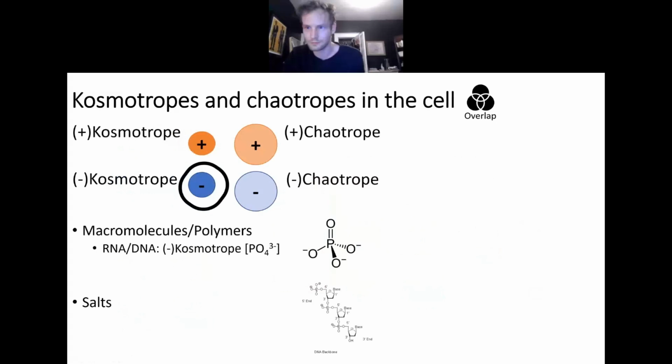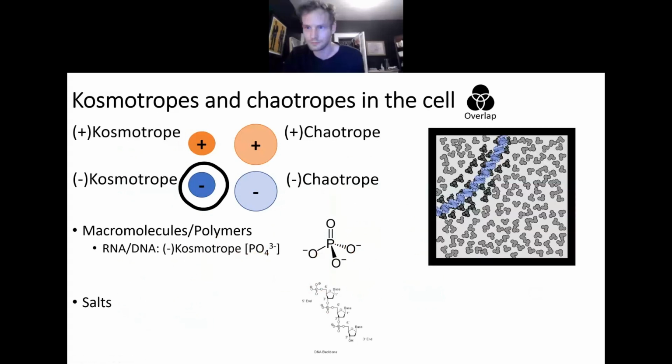And the question is, how is this relevant to the cell? So what's really curious about the cell is that macromolecules like RNA and DNA, these polymers are really, really strong cosmotropes. The phosphate backbone is very, very attractive to water and is a very strong cosmotrope. So the DNA has a very strong hydration shell around it.